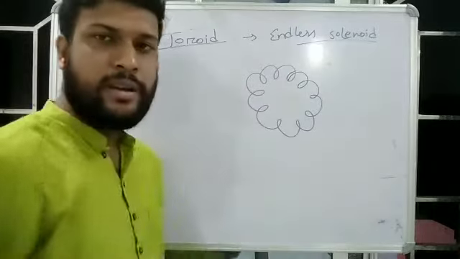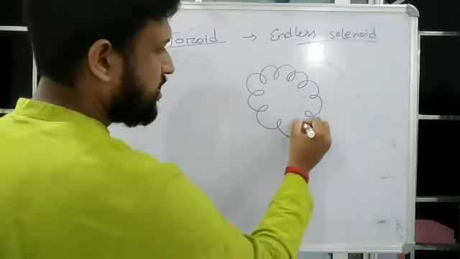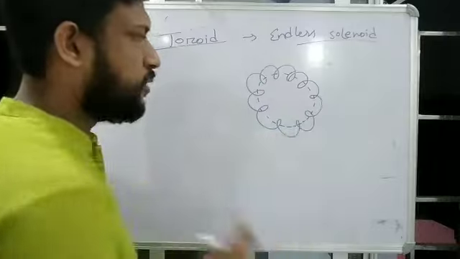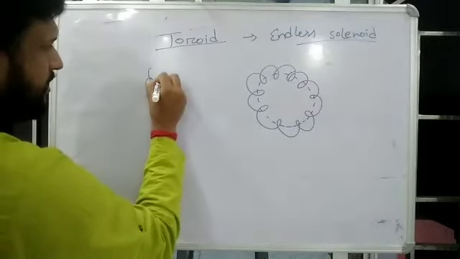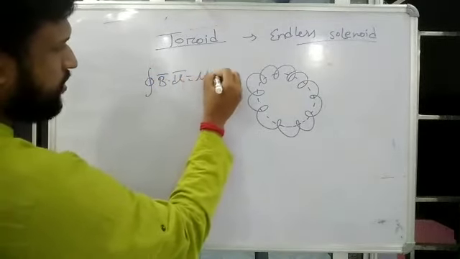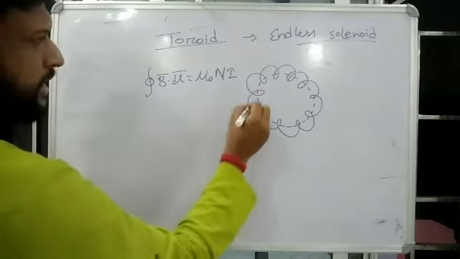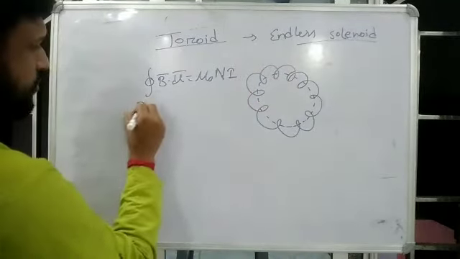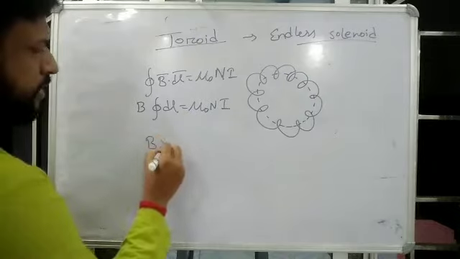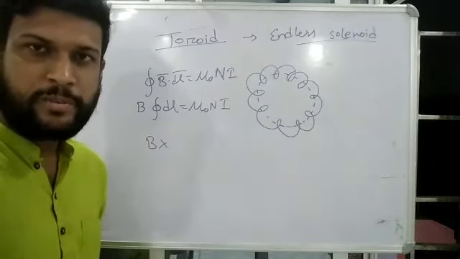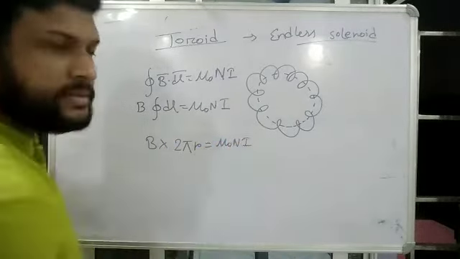So it looks like a circular thing. If you are asked to find the magnetic field inside a toroid, you take a closed path like this. Now the closed path is very simple, right? It is the circular one. So simply you can write mu 0, total number of turns, suppose capital N, into I. Again B is in the same direction as dl. So B times the closed integration of dl equals mu 0 N I. Now what will be the length of this circular path? It is obviously the circumference, 2 pi r.